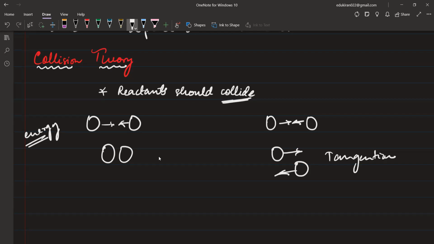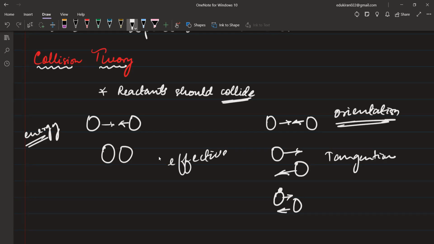And there will be some particles which will be colliding halfway. This is also not going to give product because, for example, if the reactive part is here, then this is not colliding. So the whole molecule should collide with the whole other molecule. The first thing is energy and the other thing is orientation. These are the two important factors which determine effective collision. Okay, so this is the main point.